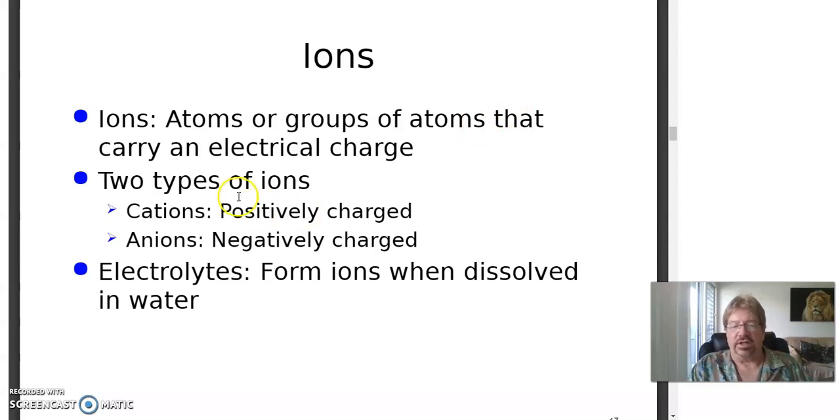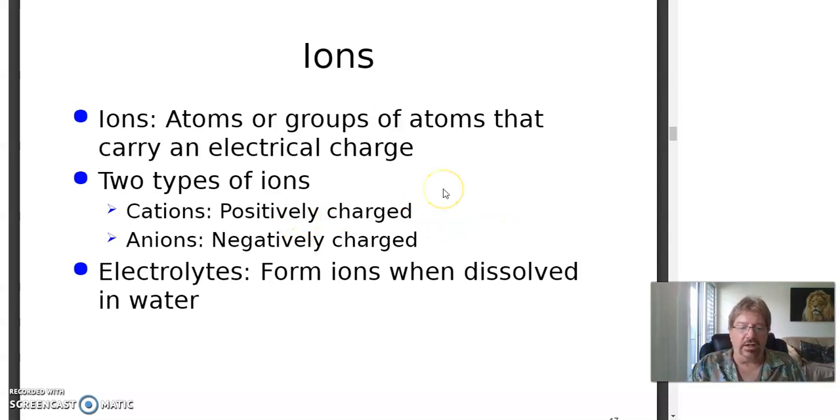Let's see what they say. Ions are atoms or groups of atoms, molecules, that carry an electrical charge. There's 2 kinds. Positively charged ions are called cations. Negatively charged ions are called anions. How do I remember this? I just think of cats as being positive, and they're nice and soft and furry, and we like to hold and pet them. They're positive. So a cation has a positive charge.